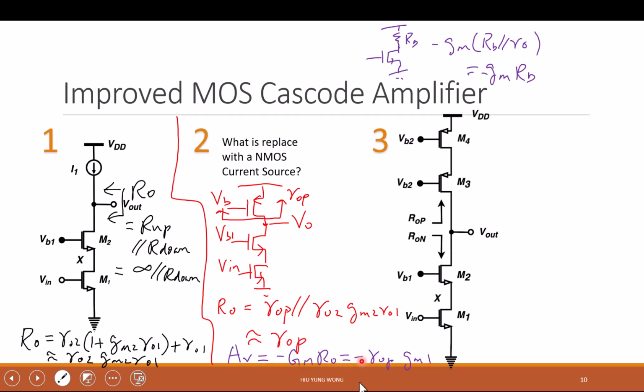As a result, you get AV equal to negative ROP parallel GM, again RO GM. You get the gain which is the same as the common source amplifier, right? Same order of magnitude. Is that okay? Any questions? Is this clear? Any questions?